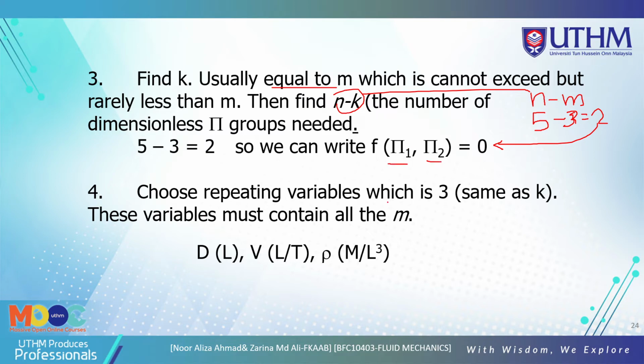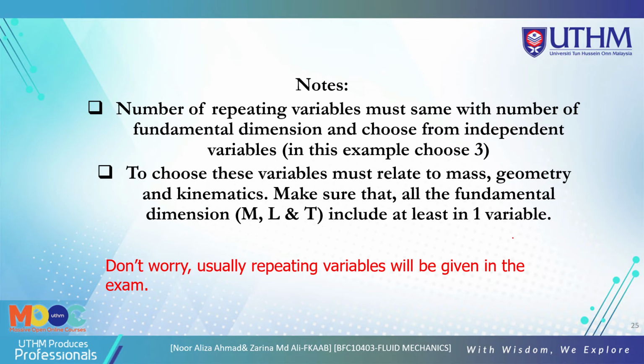Okay, so choose repeating variables, which is 3, same as K, which is the same as M. So they must cover M, L, and T. So we just choose the diameter, velocity, and the density. Note that the number of repeating variables must be the same as the number of fundamental dimensions, M. Choose from the independent variables. In this example, choose 3. To choose these variables, they must relate to mass, geometry, and kinematics. Make sure that all the fundamental dimensions M, L, and T are included in at least one variable.